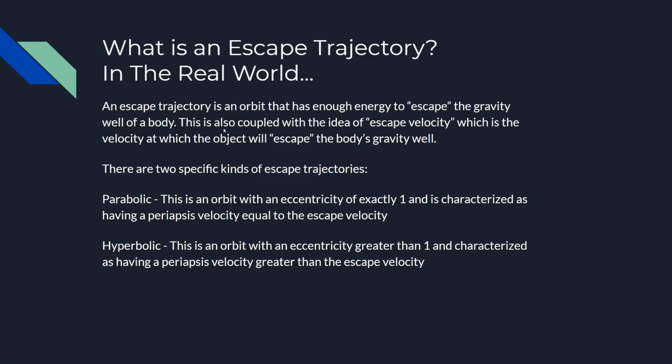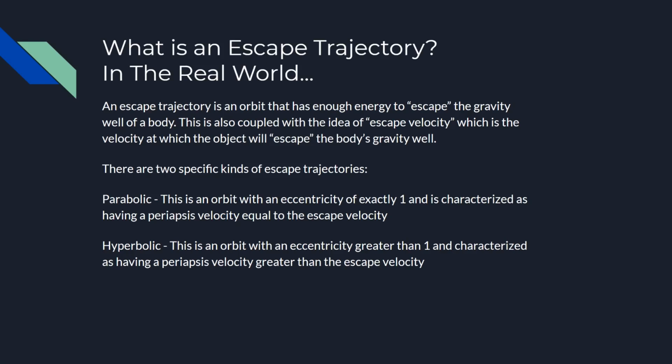So that's what the concept of escape velocity is. I'm sure you guys have heard that before. You can actually calculate it using the specific orbital energy. When your specific orbital energy is zero, you will have escape velocity for that altitude. There are two specific kinds of escape trajectories. First off is parabolic. That's when you have exactly enough to escape, and that means your eccentricity is exactly one and your velocity equals the escape velocity.